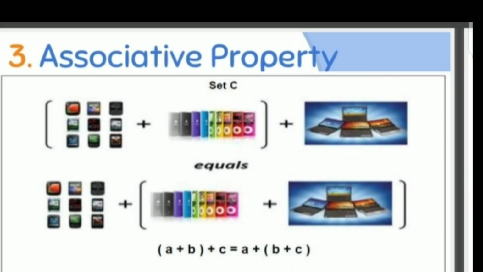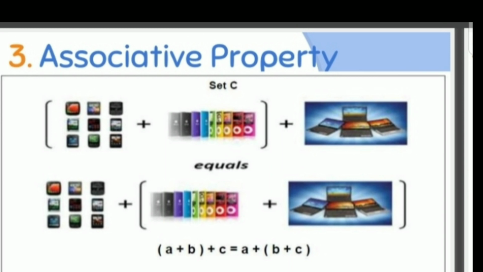See here what I have written here. (a plus b) plus c equals a plus (b plus c). That bracket symbol, when we are speaking, we can say 'half'. See here, (a plus b) plus c equals a plus (b plus c). See, the example also I have given. Some electronic instruments here, all are equal.